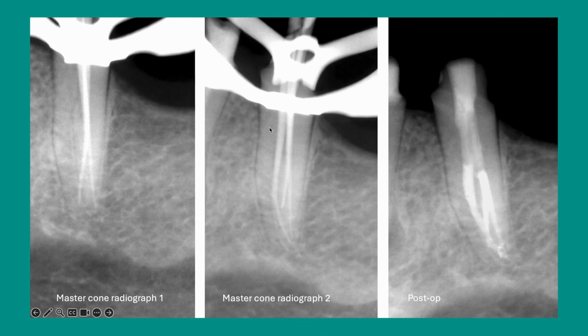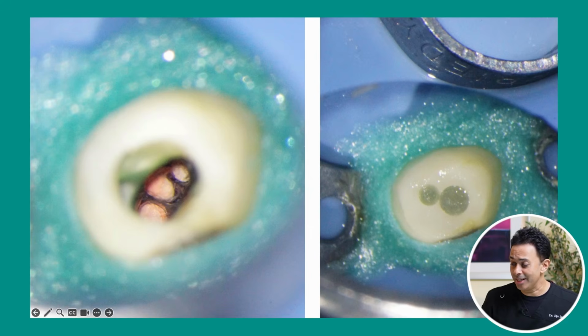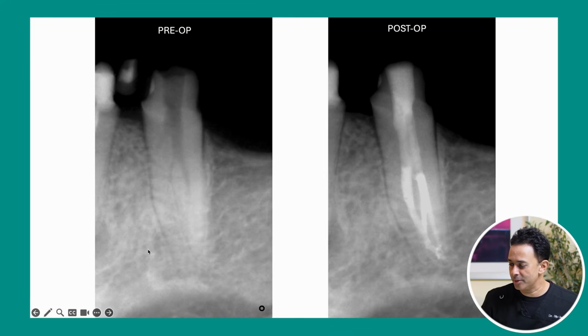In the master cone radiograph, you can clearly see there's three canals here, and that's the clinical picture. So you can see 1, 2, 3, three canals, trifurcation, and then we restored the tooth with the fiberglass post. So this is the pre-op, and that's the post-op. So another example of a single orifice dividing into three canals. So you do get these odd ones.